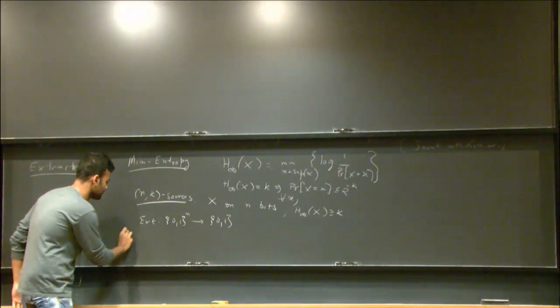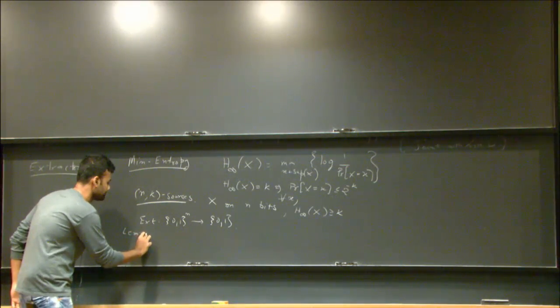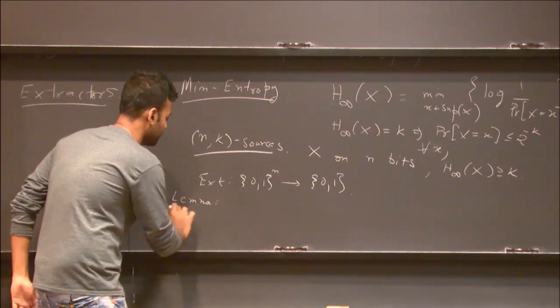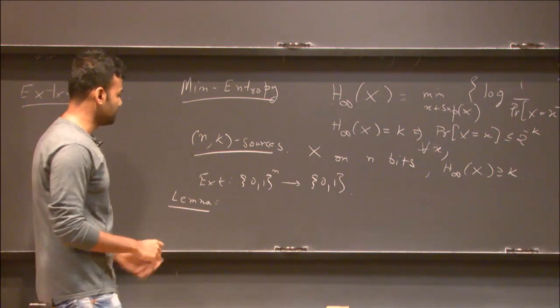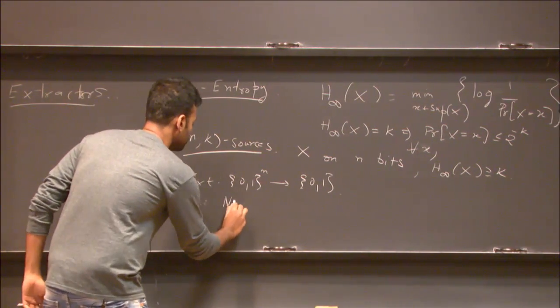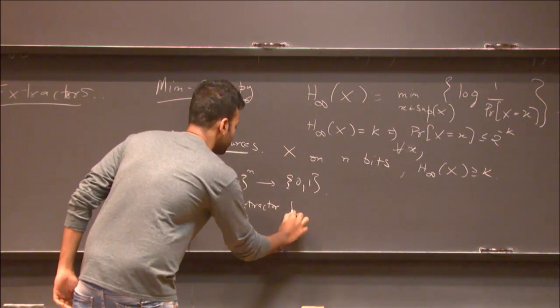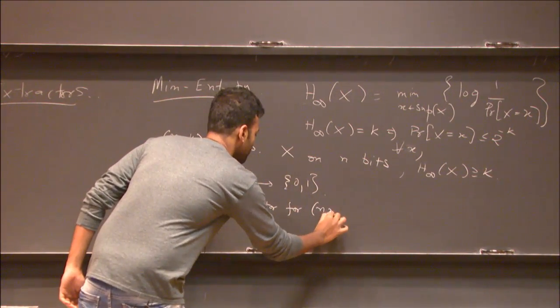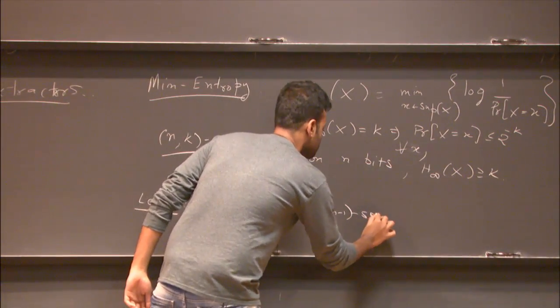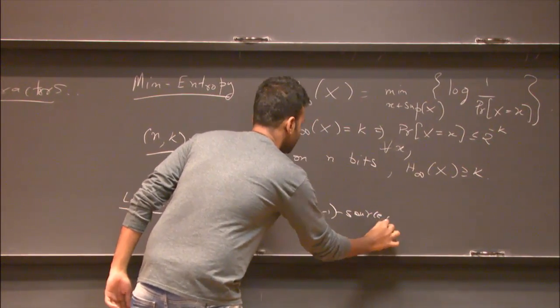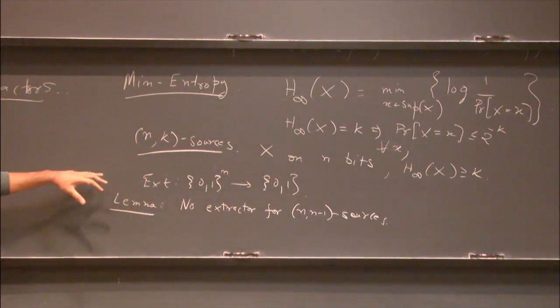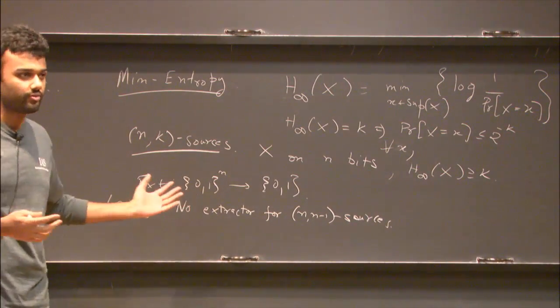But it turns out that the first well-known fact is that, so I'm being a bit informal here to get through the basics, there is no extractor for (n, n minus 1) sources. So there's no single function which can extract from all (n, k) sources.